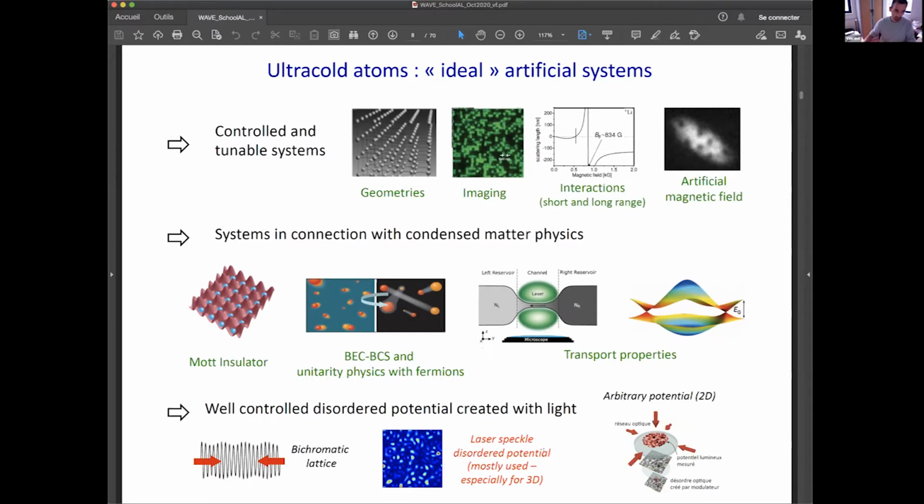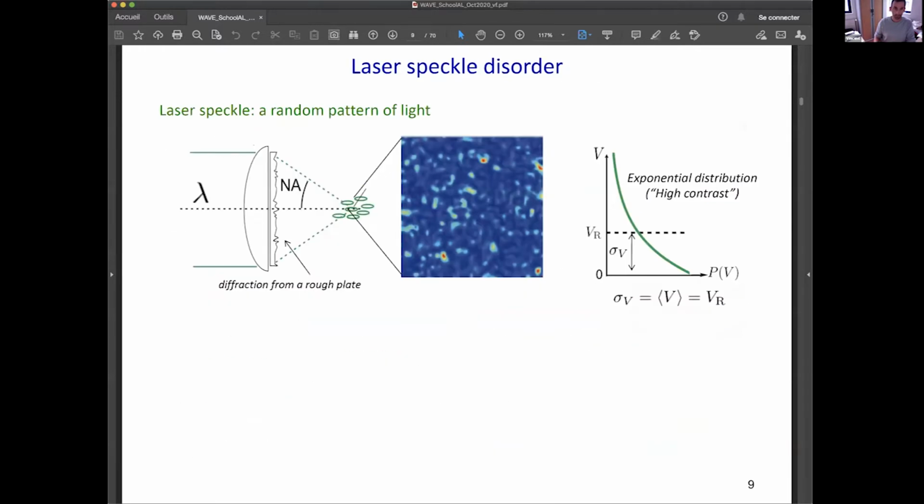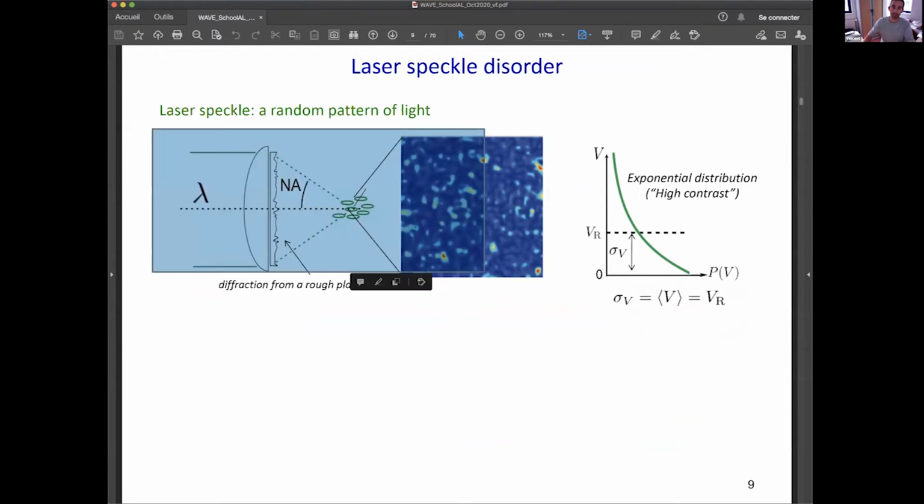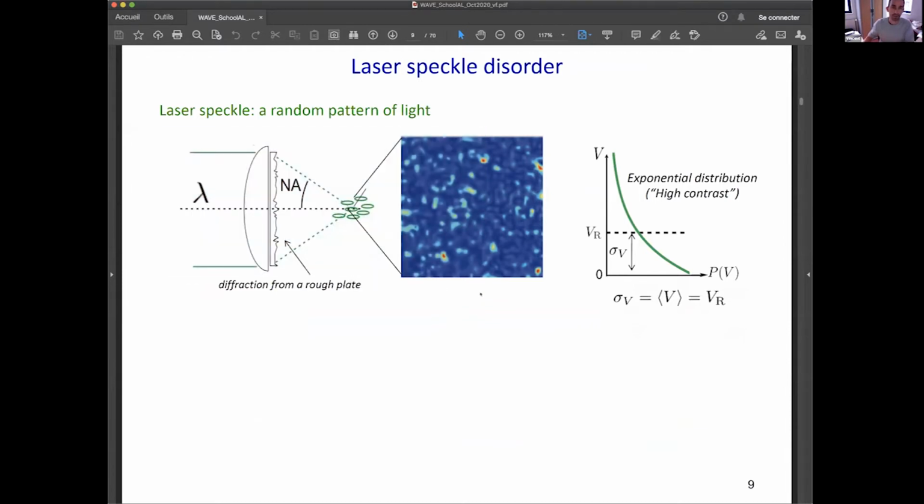So let me now focus on this laser speckle disorder because it is the one that's been used for 3D Anderson localization. It's really easy to create. You just have to shine a laser, put a lens to focus on one point, and put a diffuser plate. If you look at the focal point, you don't have a nice spot, but something really messy, which looks like that. You have grains of light, which are bright, surrounded by dark areas.